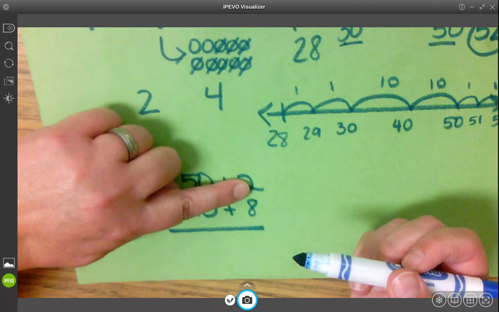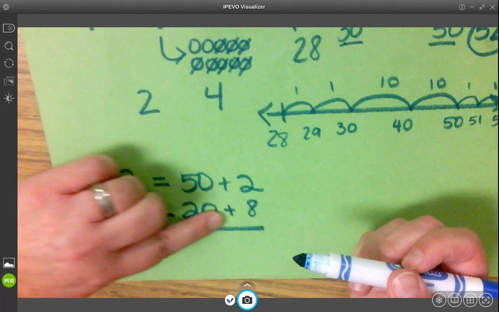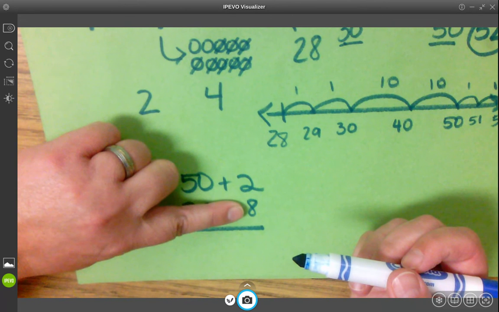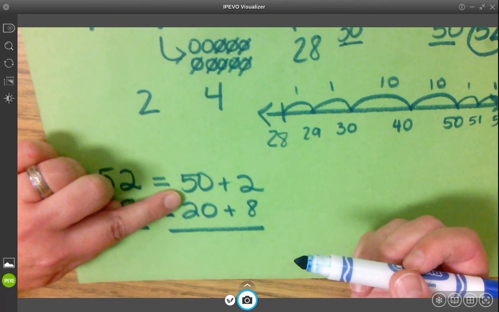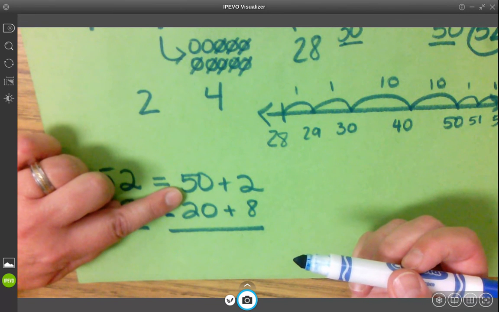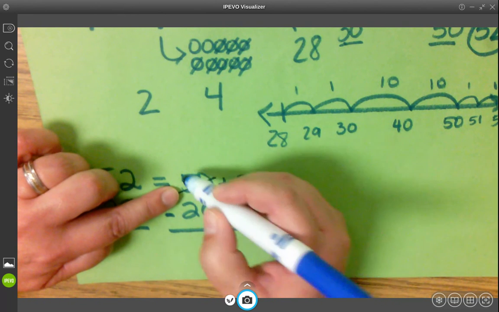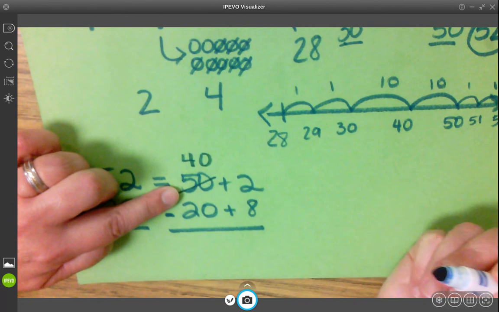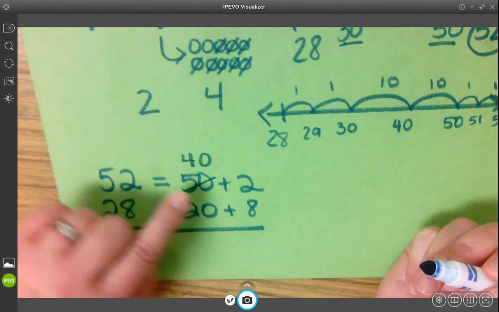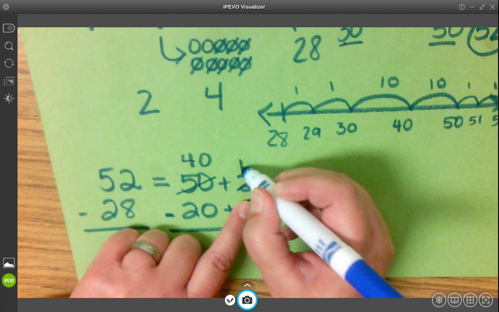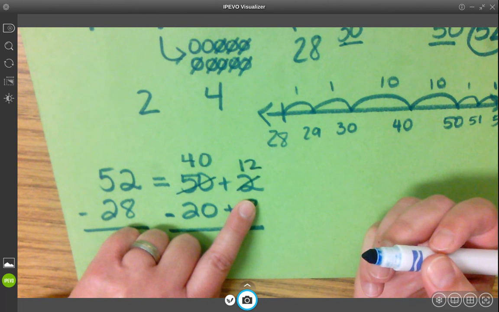All the numbers on the top, when you subtract, need to be larger than all the numbers on the bottom. And you can see there's a problem with the 2. It is not larger than the 8. So something that we can do is decompose or break apart a 10. So instead of 5 tens or 50, I'm going to have 40. That means the 10 will go here with the 2, and I now have 12.